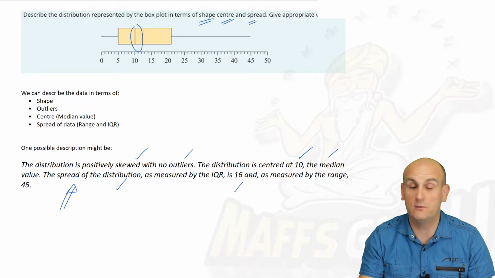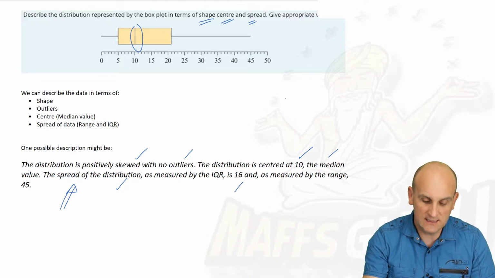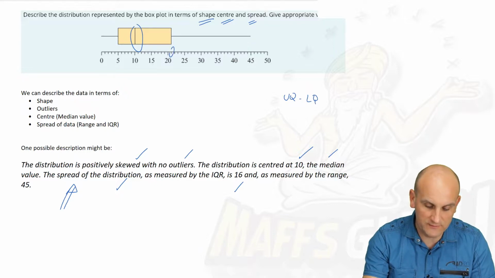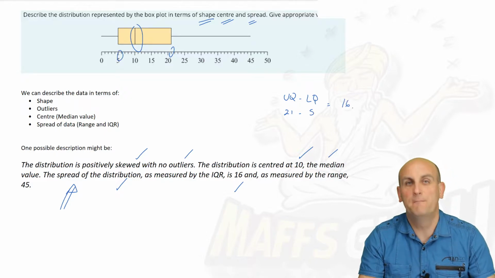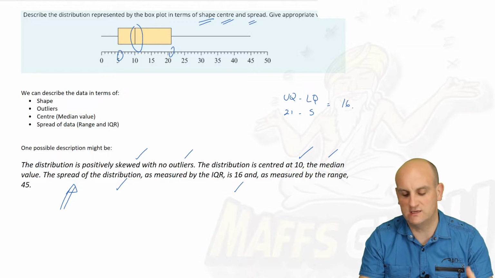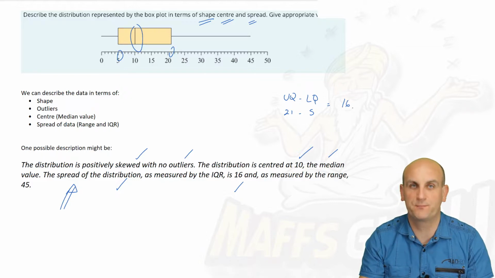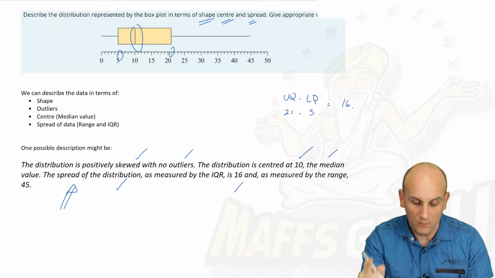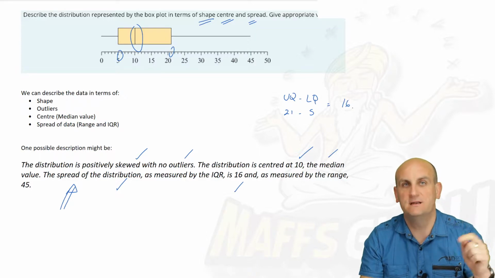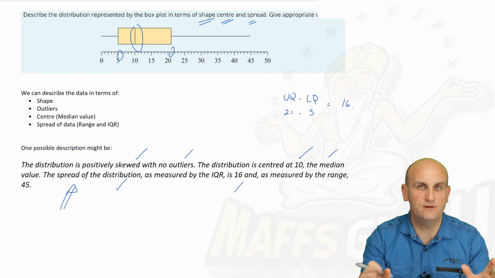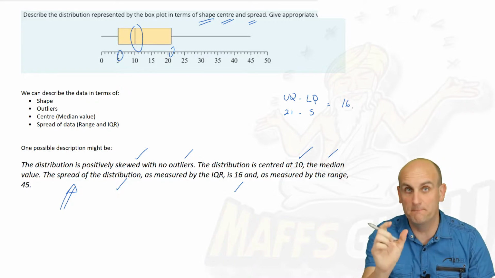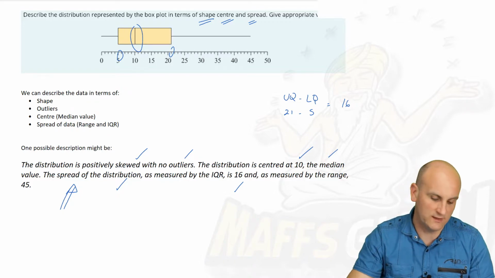And if you remember, how do we work out the interquartile range? It's the upper quartile minus the lower quartile. My upper quartile seems to be 21. My lower quartile seems to be 5. And when I subtract those, it gives me 16. But they've gone on to suggest, well, why don't we talk about the range as well? Because the range is the biggest value, which is 45, minus the smallest value of 0. Now, as a response, that's covered everything they've asked me to do. Maybe a little bit more, but it's definitely covered what they've asked.